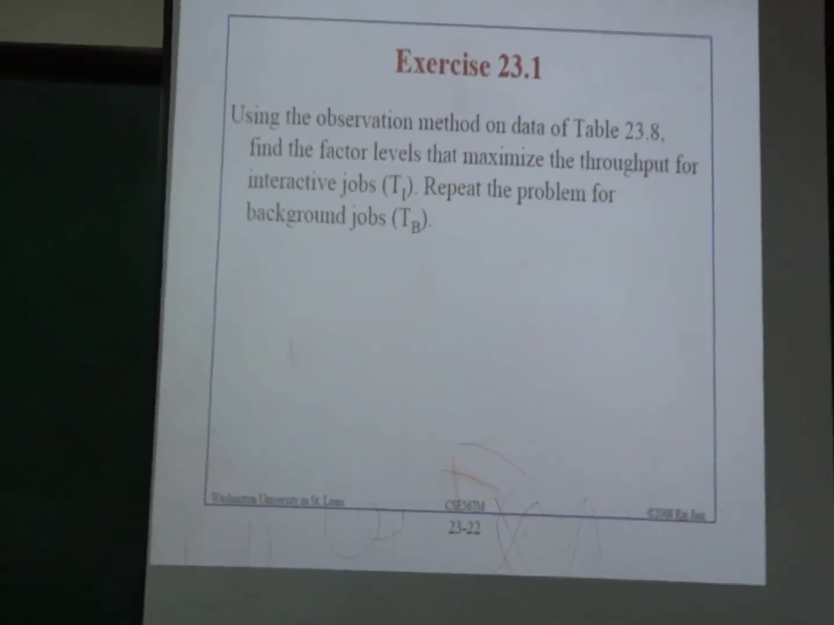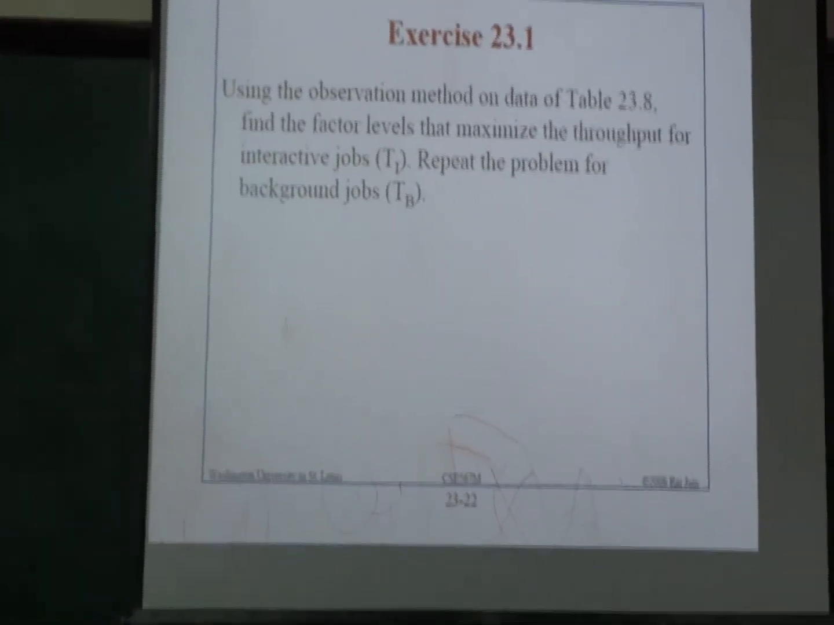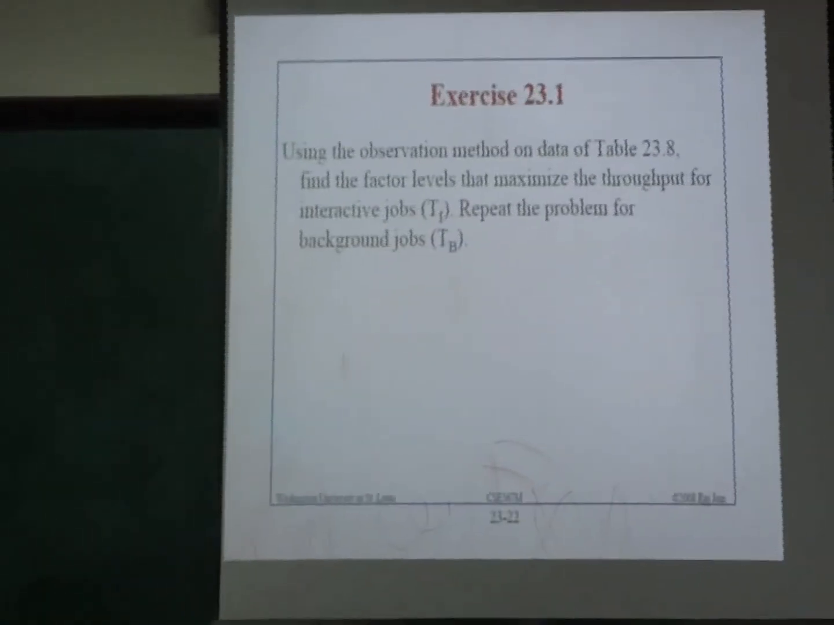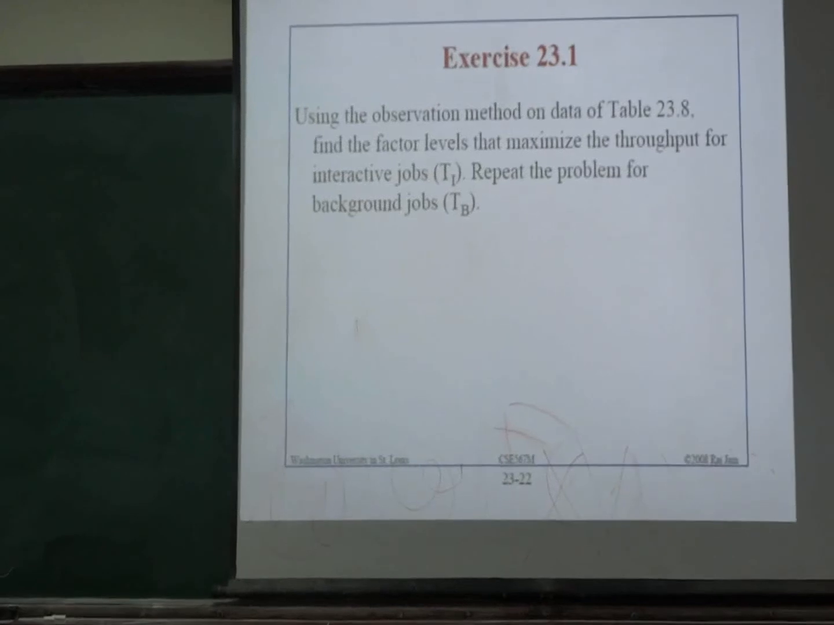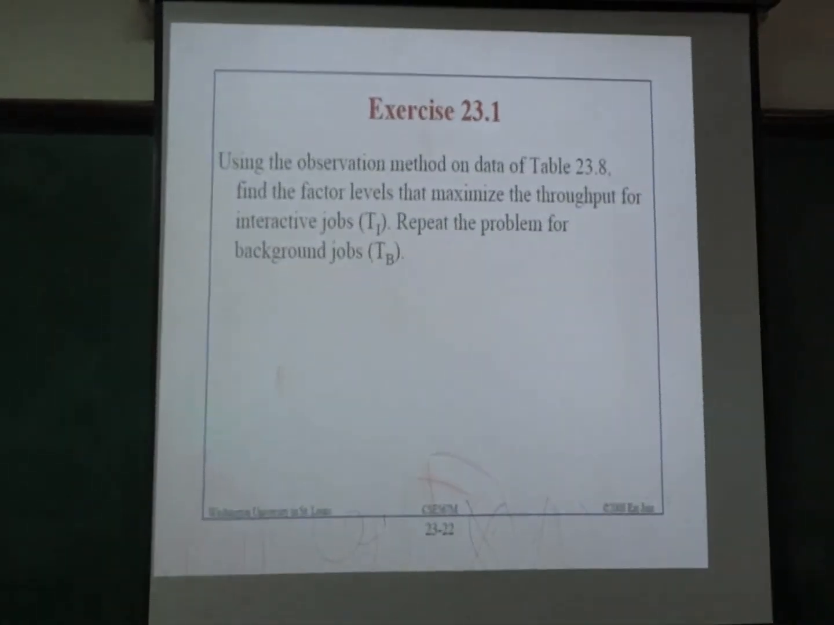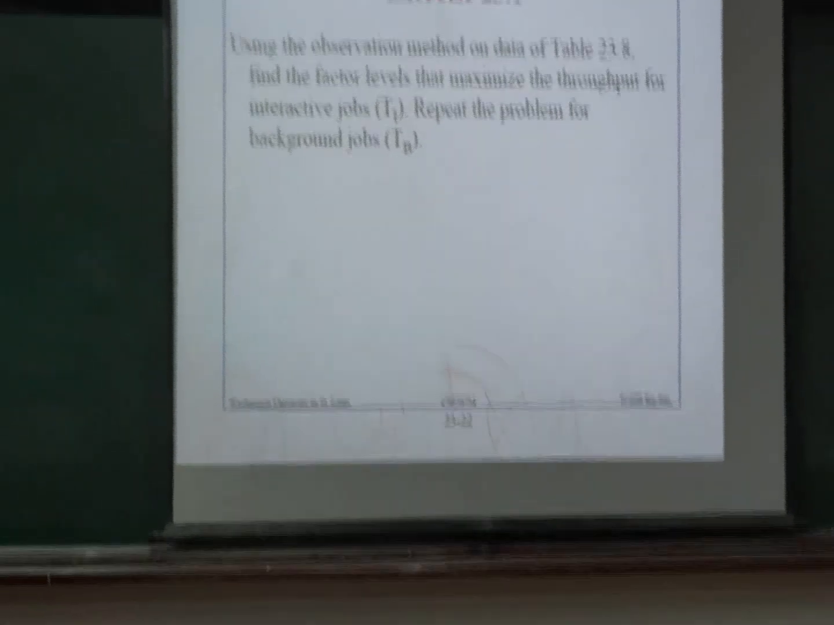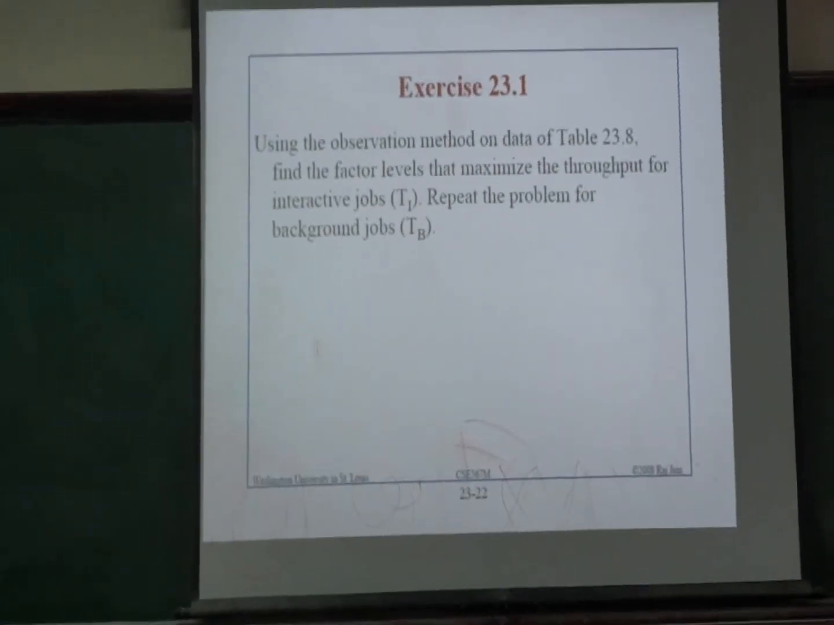Questions? What do you mean by ranking method? The ranking method is similar to the observation method, except that experiments are written in the order of increasing or decreasing response, with the best response first and the worst response last.